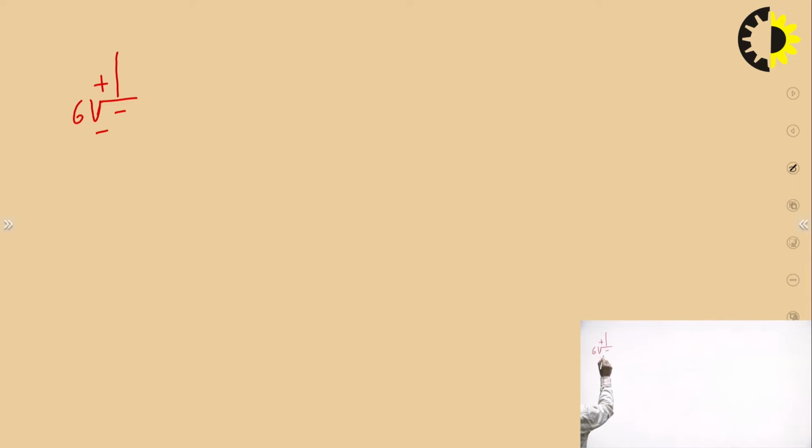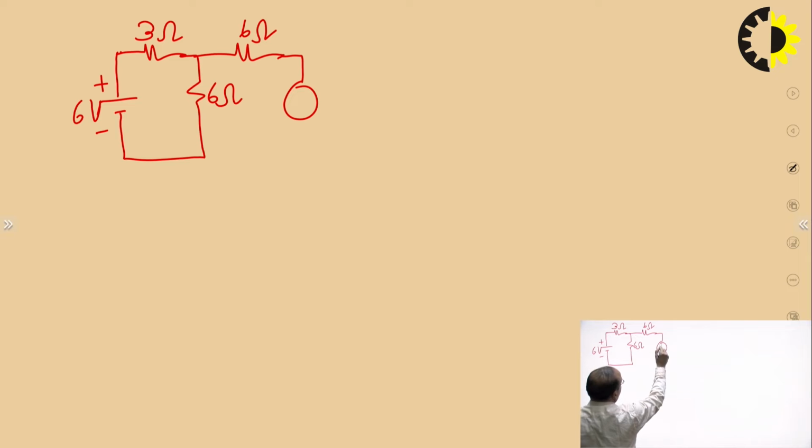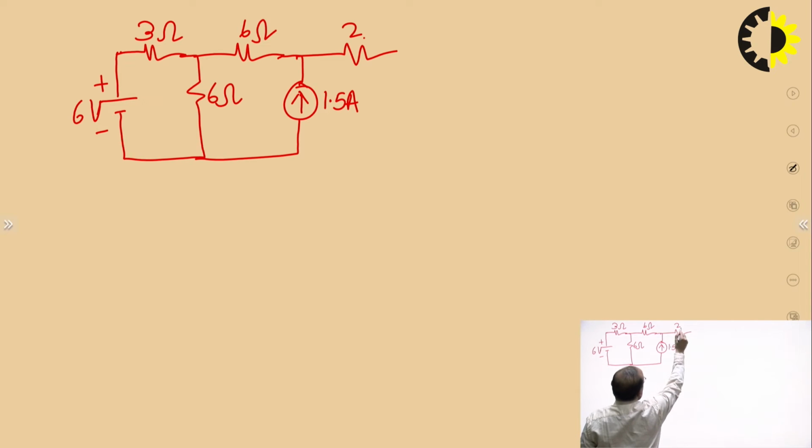This is a 6 volt voltage source with 3 ohm resistance in series. Here we have 6 ohm resistance also connected like this. Then another 6 ohm resistance connected here. Then we have this 1.5 ampere current source, then 2 ohm resistance, and then 5 ohm resistance here.